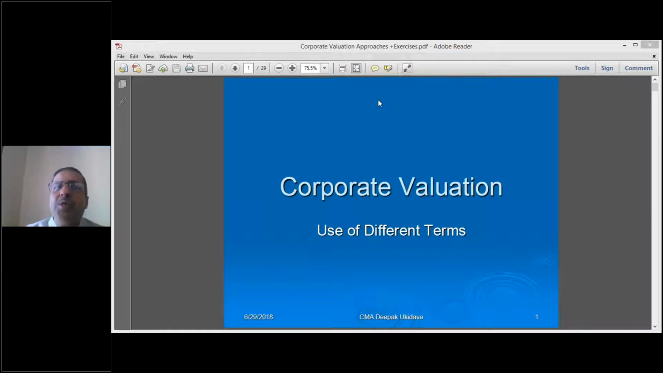By and large, you have to study mainly 5 methods. I repeat: FCFE, FCFF, free cash flow to equity and free cash flow to firm, and the dividend discounting model. All three are part of the DCF technique, discounted cash flow technique. The fourth one we discussed was the earning capitalization model, which ignores the time value of money.